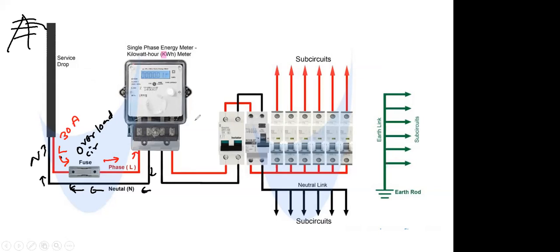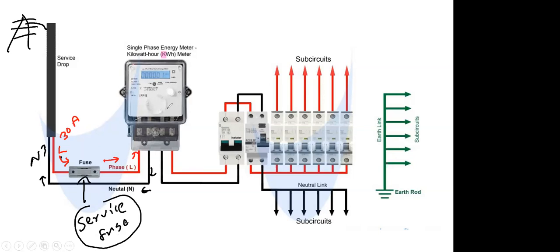Sometimes in old houses we call it a service fuse. This is mostly near the electric meter. In the old houses it is called a service fuse, with a thin fuse wire. In modern houses we call it an overload circuit breaker, because a service fuse you have to replace manually, but the overload circuit breaker is automatic.